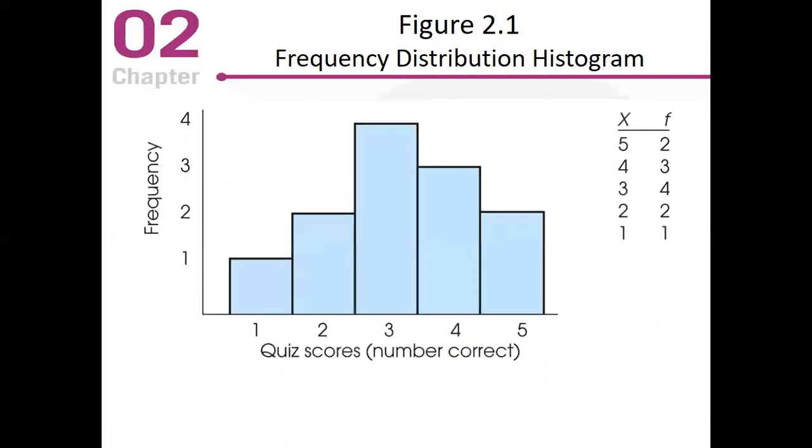Let's look at one. Here it is again. We've just looked at this. This is a histogram, your typical frequency distribution histogram. You couldn't use this kind of graph if you didn't have numerical data.